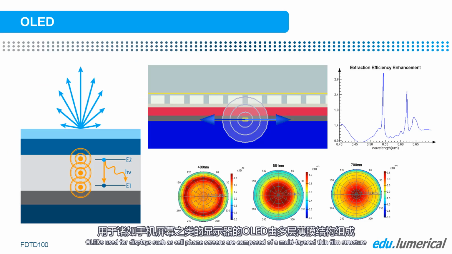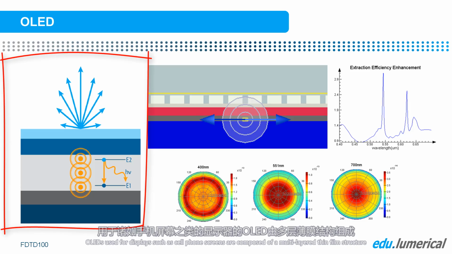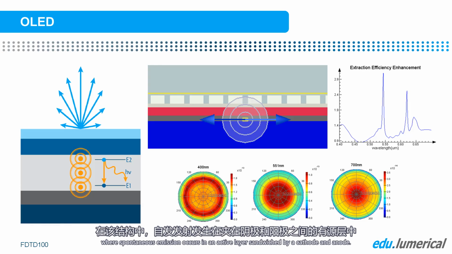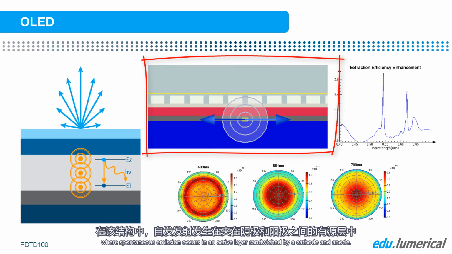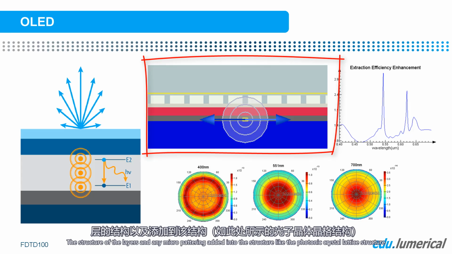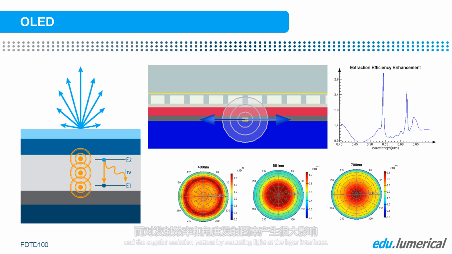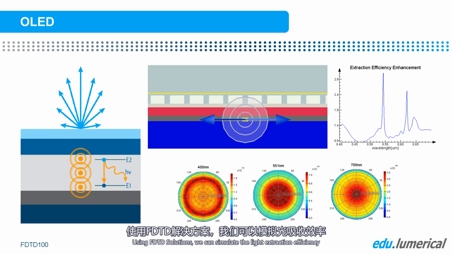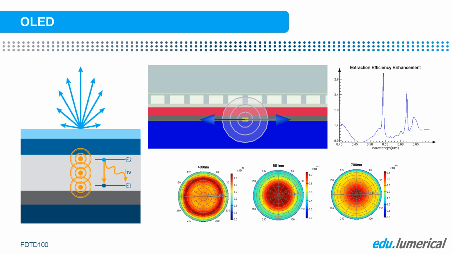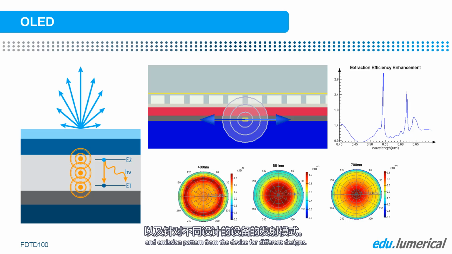OLEDs used for displays such as cell phone screens are composed of a multi-layered thin film structure where spontaneous emission occurs in an active layer sandwiched by a cathode and anode. The structure of the layers and any micropatterning added into the structure, like the photonic crystal lattice structure shown here, can have a large influence on the emission efficiency and angular emission pattern by scattering light at the layer interfaces. Using FDTD solutions, we can simulate the light extraction efficiency and emission pattern from the device for different designs.